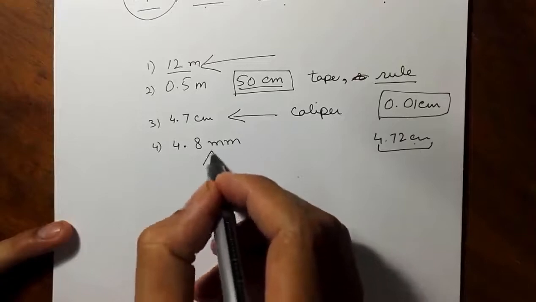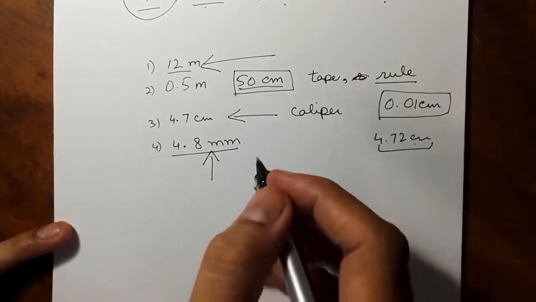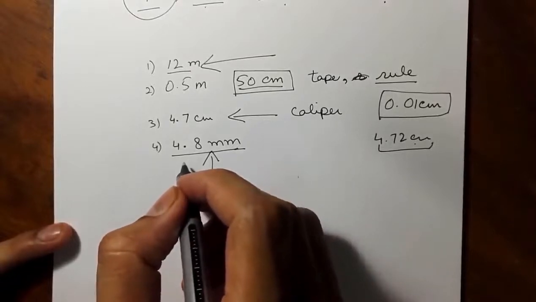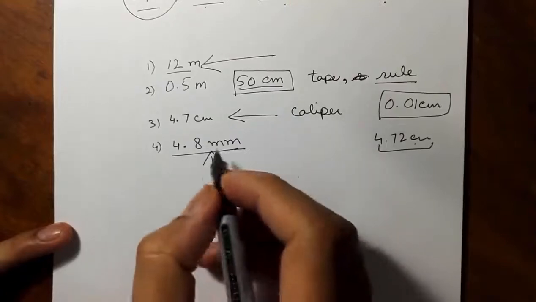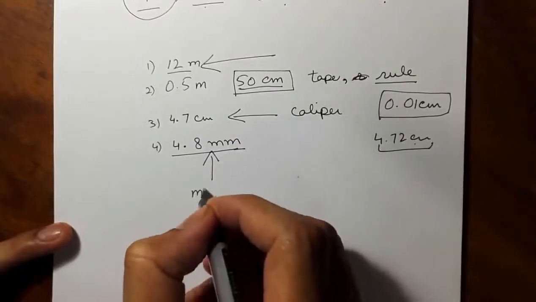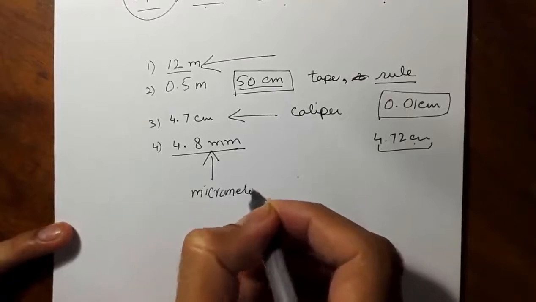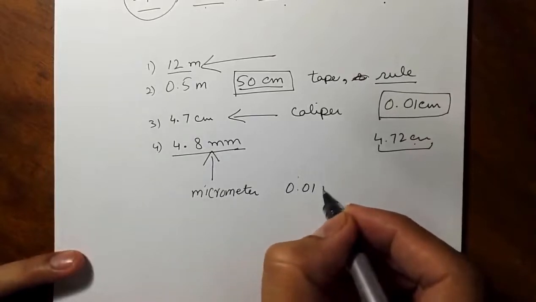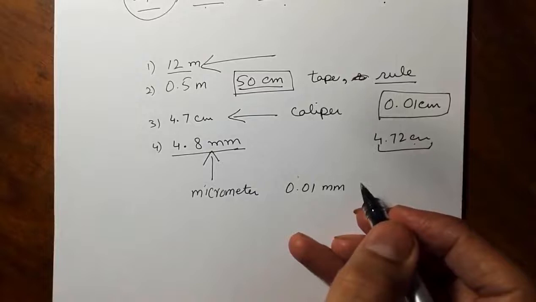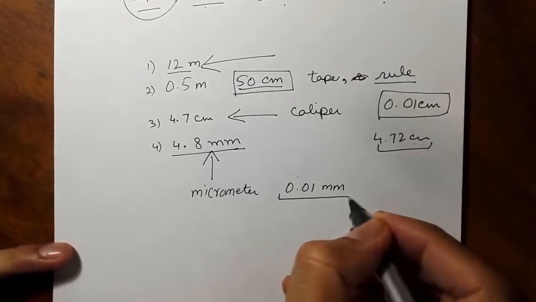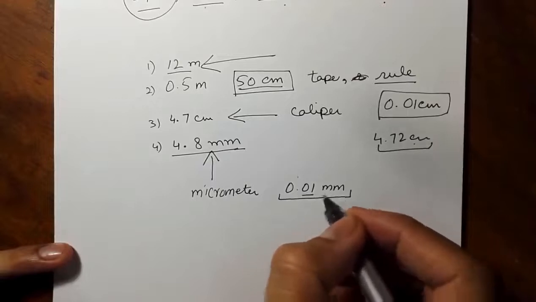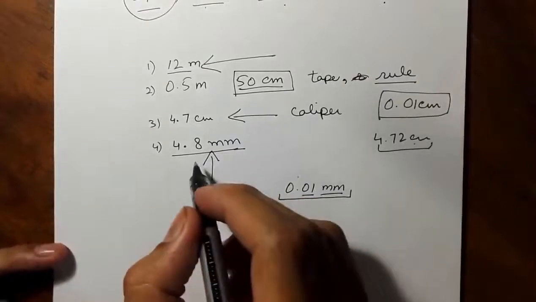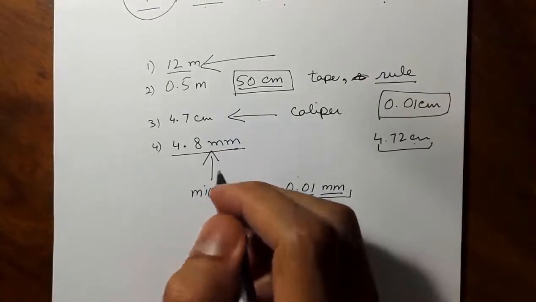Now what about this length? It is 4.8 millimeter. We cannot determine this length by using a measuring tape, meter rule or a vernier caliper. For this purpose we have to use micrometer screw gauge, or simply micrometer, because the precision of micrometer is 0.01 millimeter. A micrometer can measure any length up to 2 decimal places in millimeters. So the precision of micrometer is 0.01 millimeter. So this length of 4.8 millimeter can be easily measured by micrometer screw gauge.